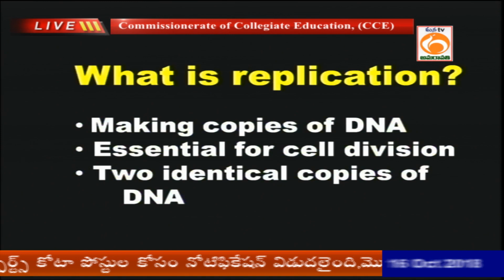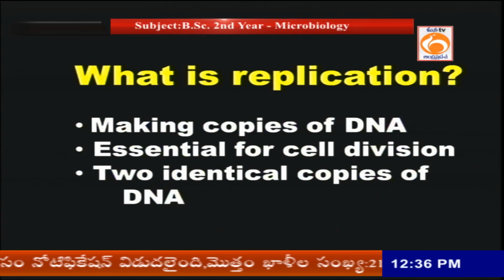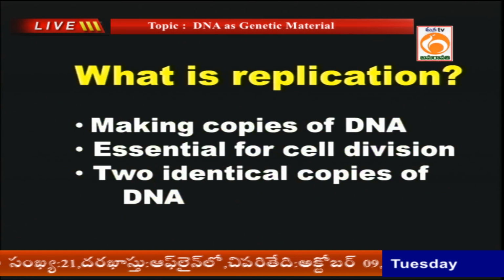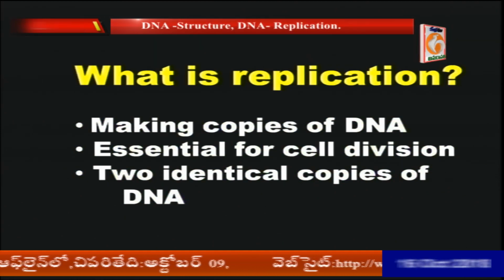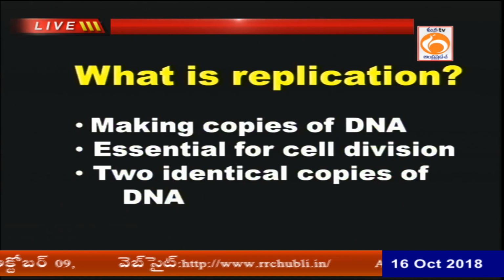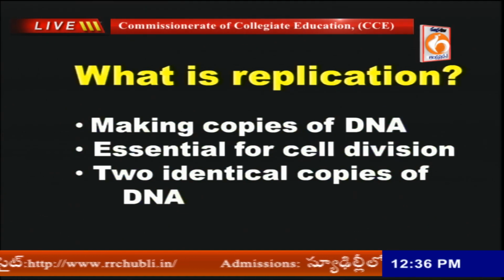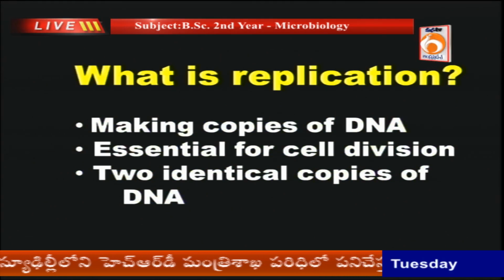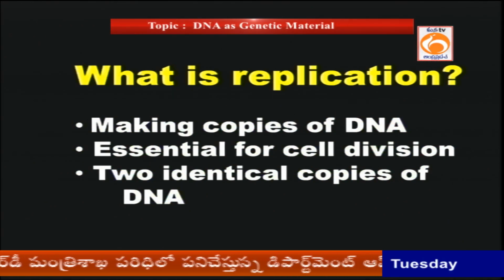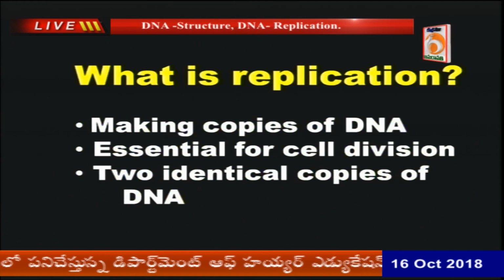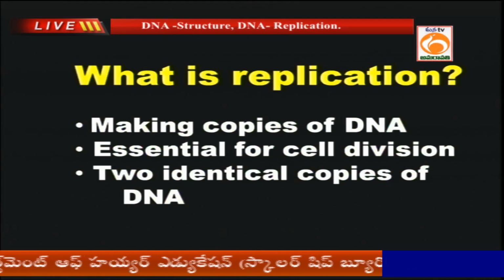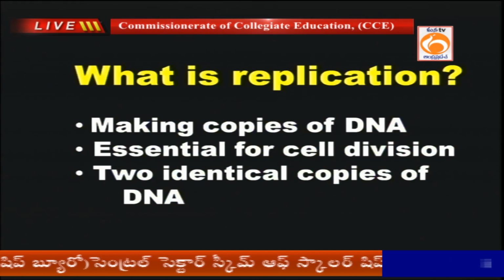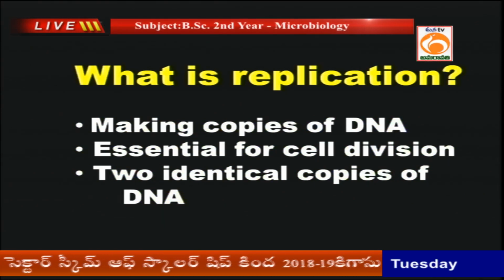Replication is the process of making copies of DNA. The purpose of replication is to produce two identical copies of DNA. And we know DNA regulates the activities of a cell because of its unique structure. So, when the cell divides, DNA should also duplicate to be able to get distributed equally to the daughter cells. That means the genetic material must undergo replication.